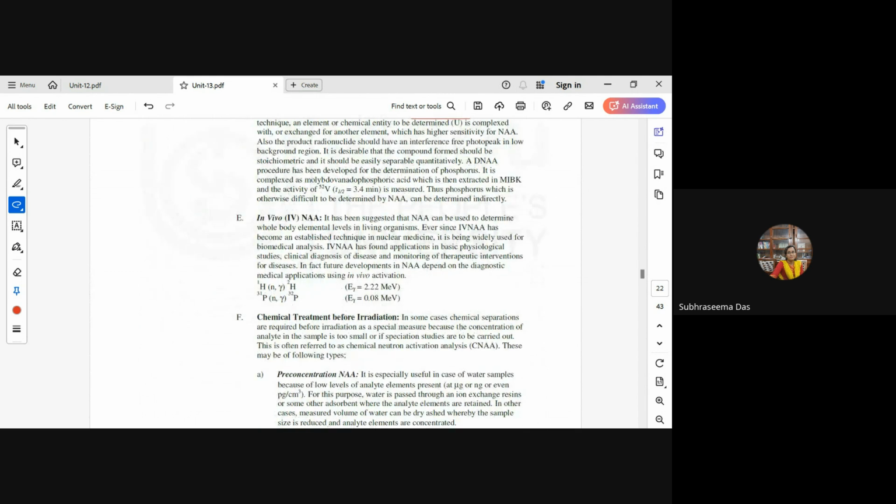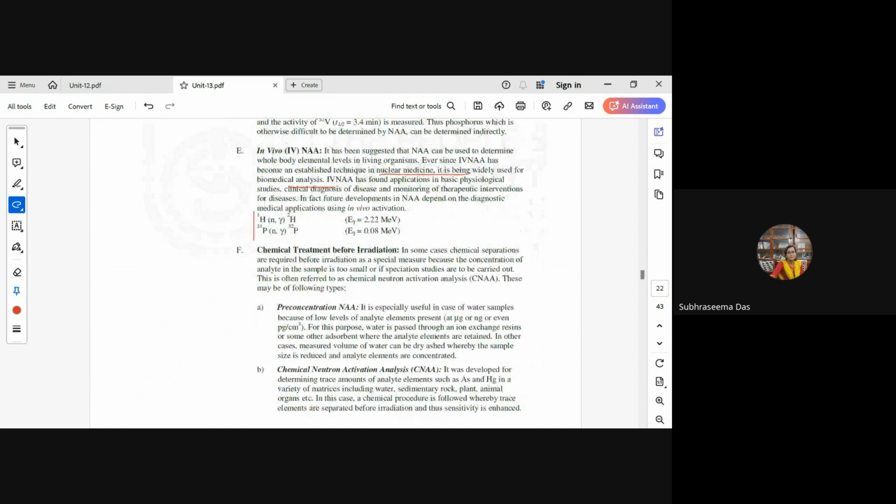The fifth is in vivo NAA. It is suggested that NAA can be used to determine whole body elemental levels in organisms. This has particularly been used in nuclear medicine and biomedical analysis, and these are some of the equations for in vivo applications.